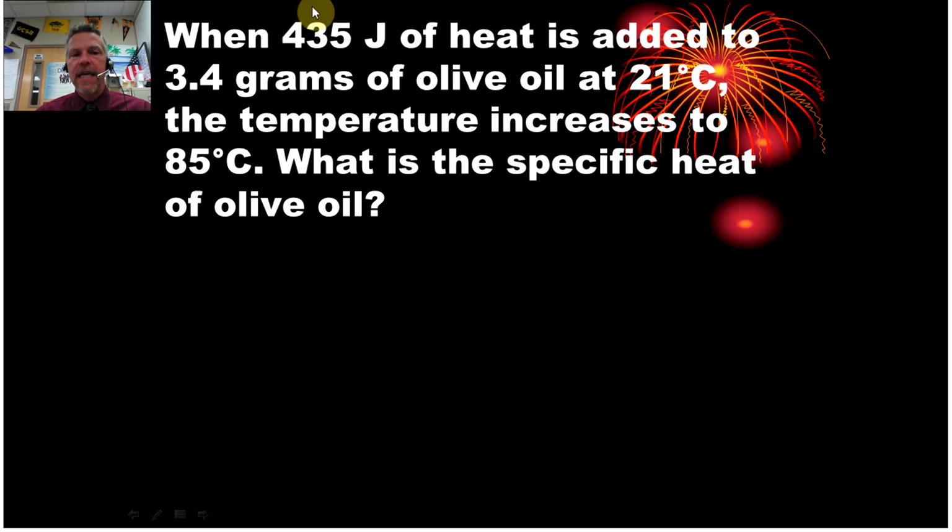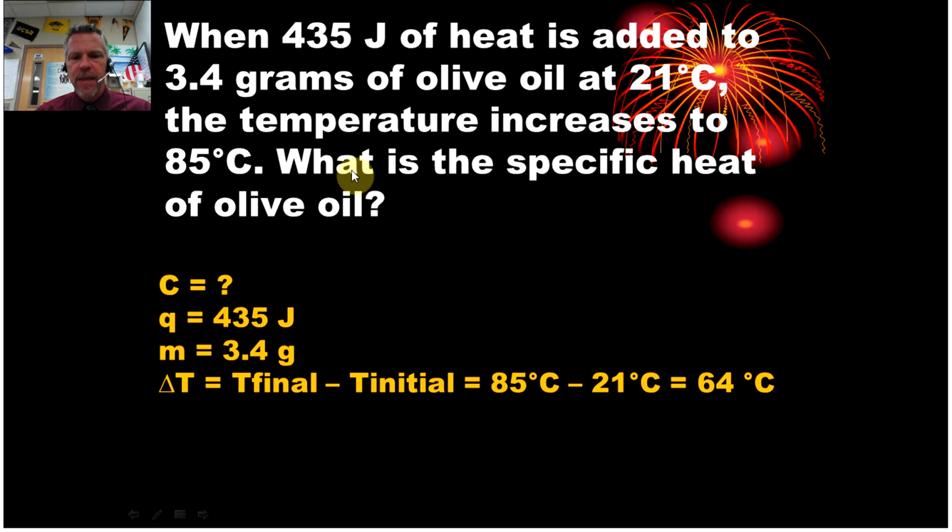We know that heat is measured in joules or in calories, so this is a heat term, and if you remember, heat is abbreviated with the letter Q. Is added to 3.4 grams. That sounds like a mass, so here's M. Here's a temperature, and here's a temperature, but we don't want actual temperatures, we want the change in temperature. So delta T is T final minus T initial, so 85 minus 21. What we're trying to find is the specific heat of olive oil, which was that capital C.